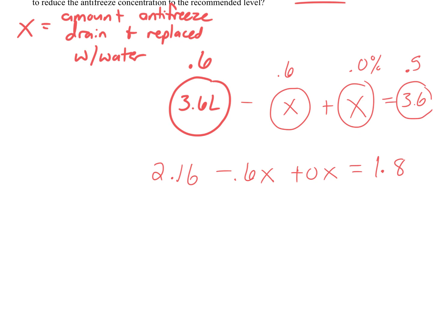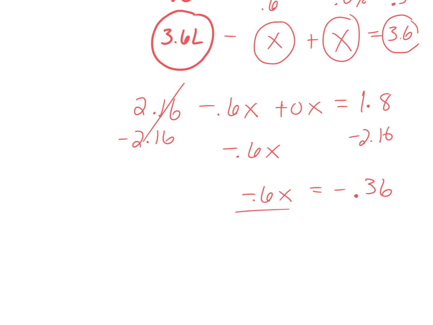All right, so now it's about combining your x's. So negative 0.6x, and we're going to get rid of anything that's not an x. So what is that? Negative 0.6x equals, it's a negative number. We're not dividing. 1.8 minus 2.16. I think it's negative 0.36. And then we divide by negative 0.6.